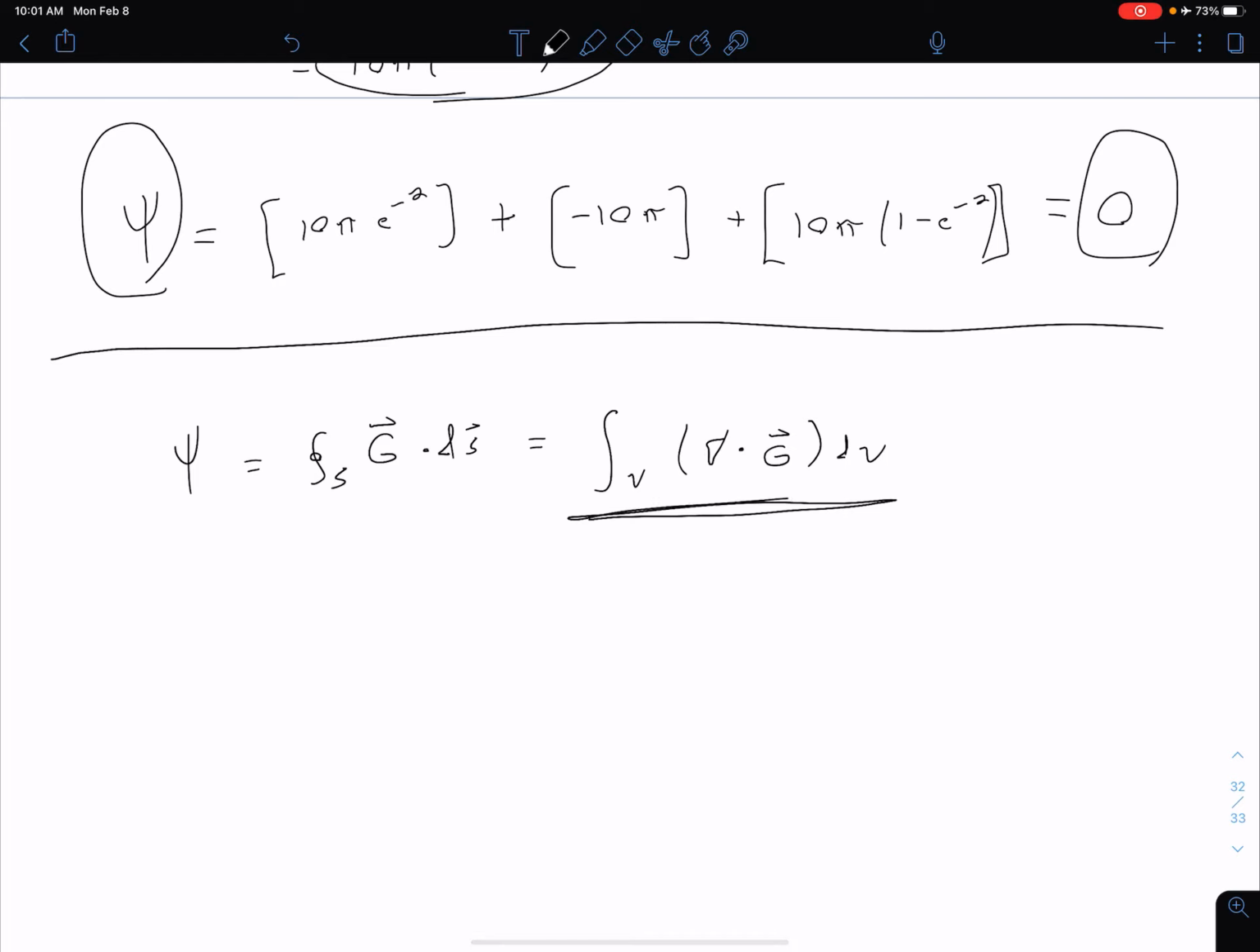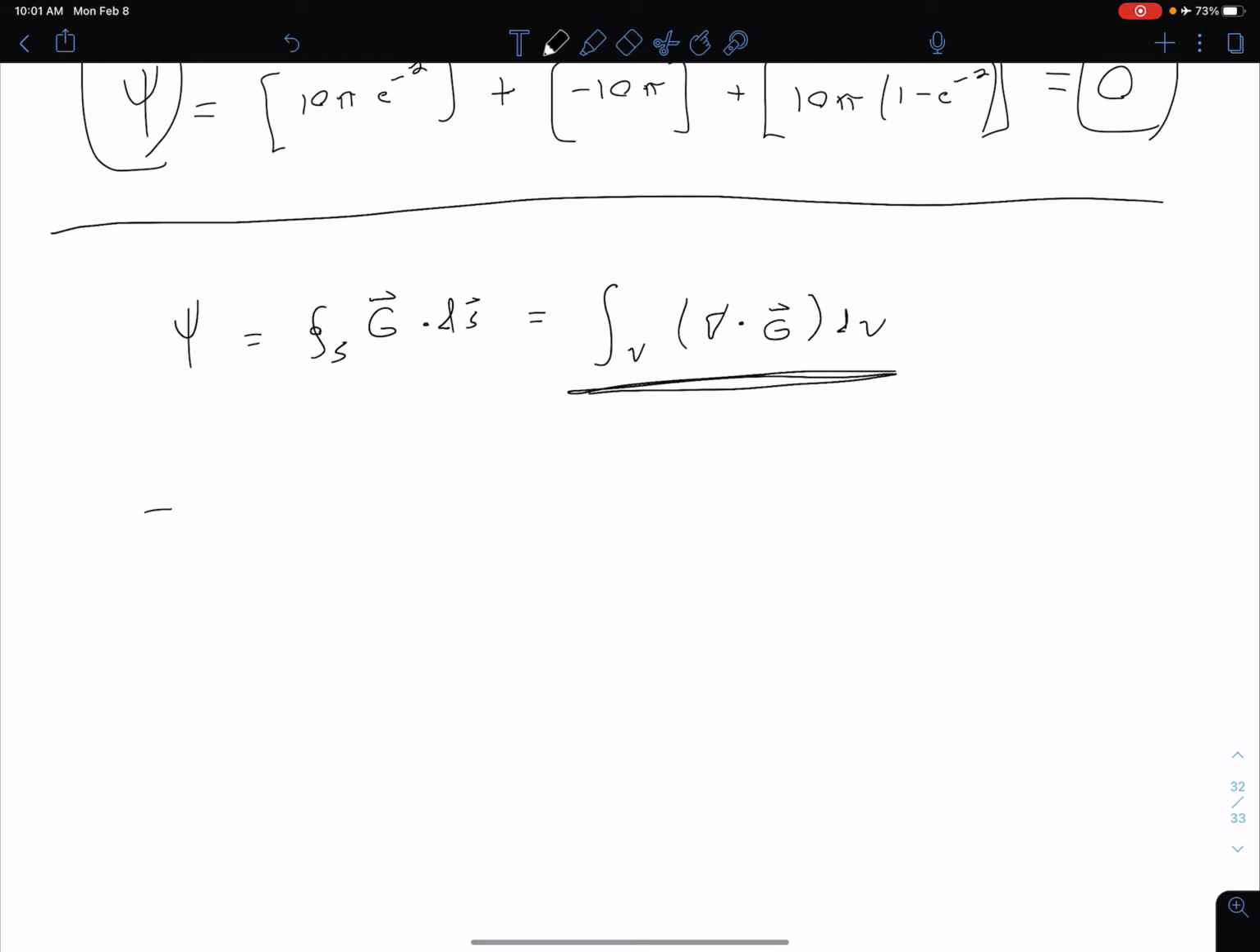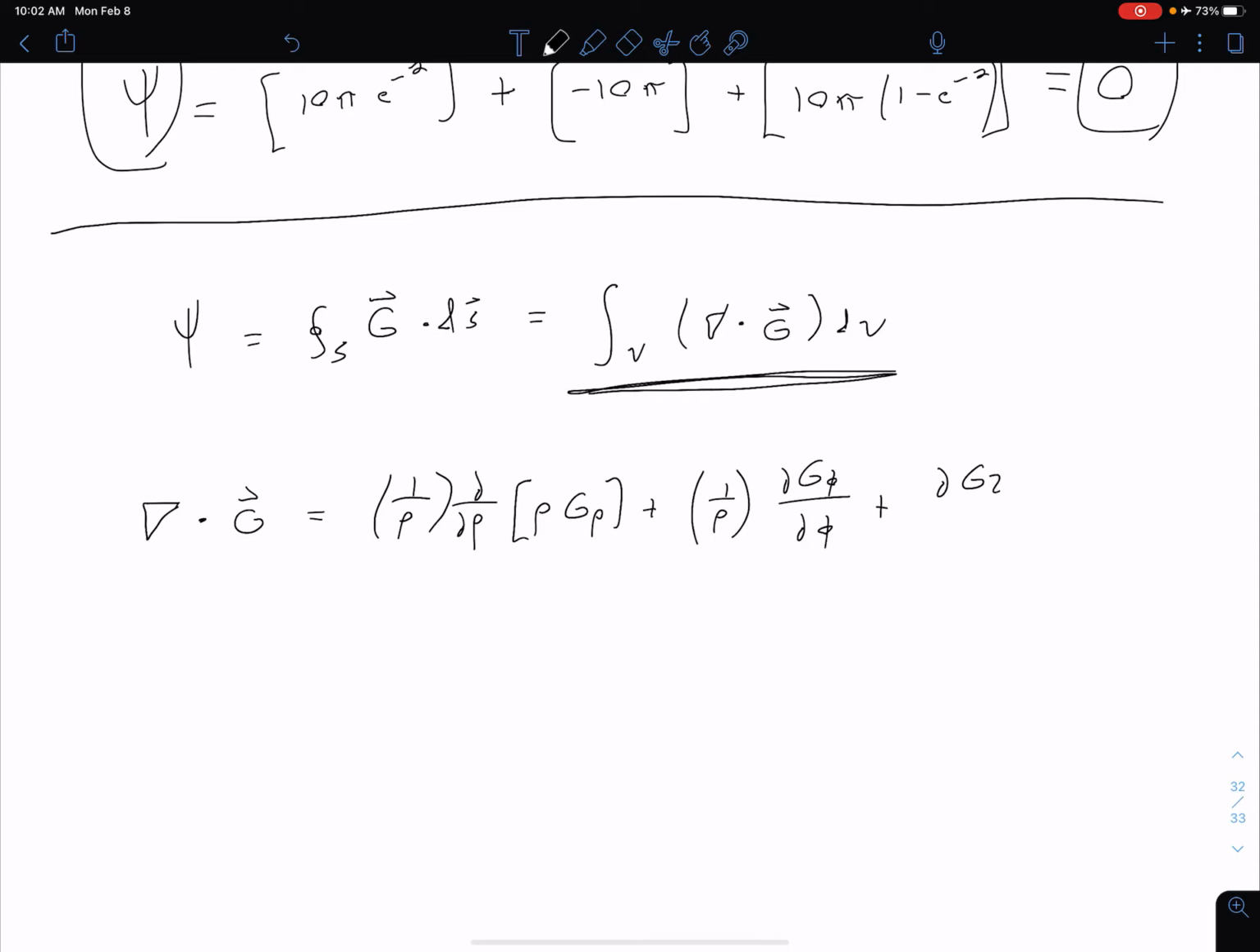So now what we're doing is we're evaluating this integral here. Of course, if we want to evaluate that, we need to evaluate the divergence of g. So let's start there. So del dot g. We're working in cylindrical coordinates, so we have 1 over rho times the partial with respect to rho of rho times our rho component of g, plus 1 over rho times the partial of our phi component with respect to phi, plus the partial of our z component with respect to z. And it's very important whenever we have a term like this that we multiply that component by rho before we take this partial derivative.